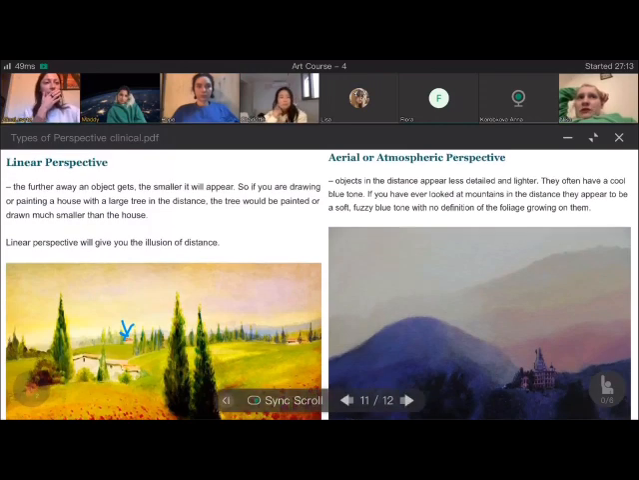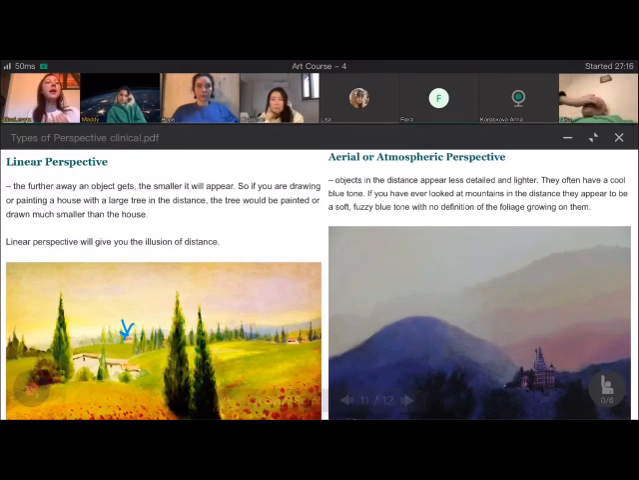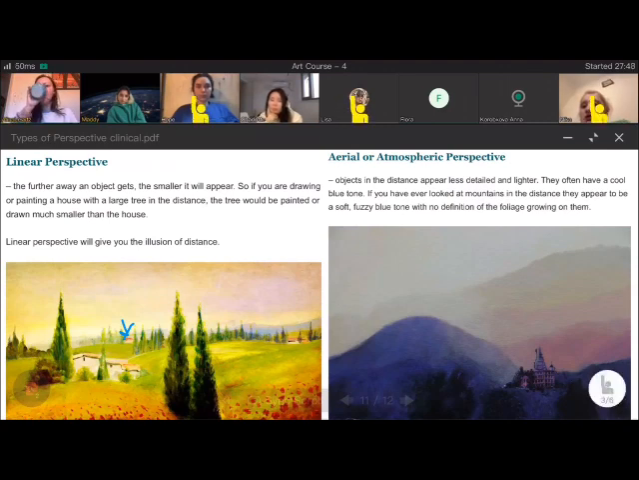Okay. Also, there is aerial or atmospheric perspective. Objects in a distance appear also less detailed and lighter. Have you ever been to a field with mountains and you look at the mountains, you know that they're supposed to be green, but they look a little bit blue? Have you ever seen that happening? Anybody, can you raise your hand if you've seen the mountains become a different color? Okay, yeah, very good. So what happens there?